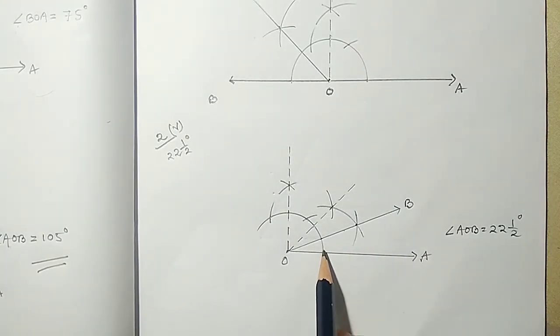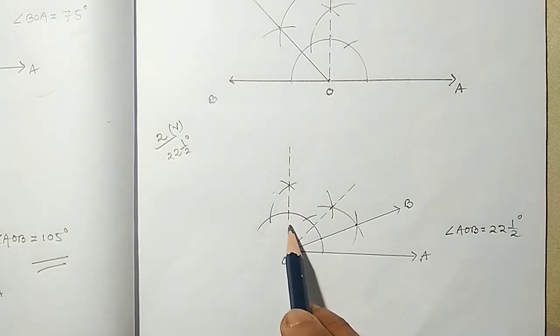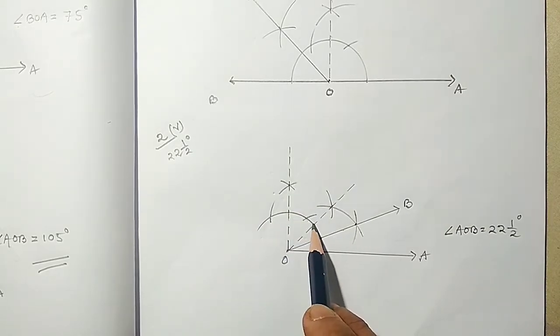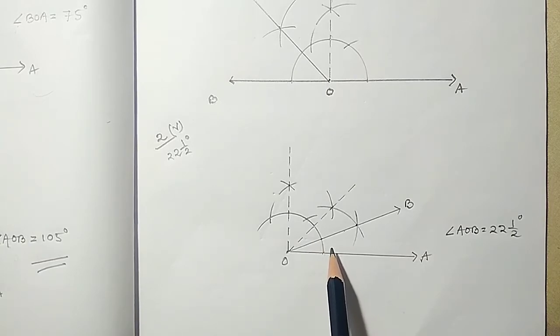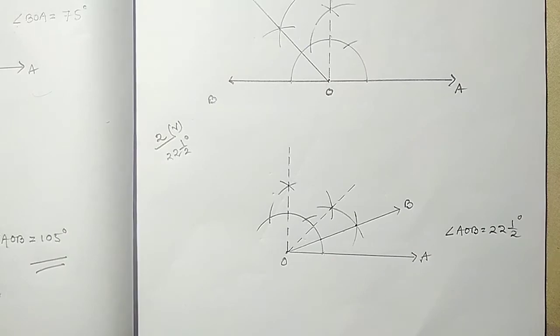Concept is that first of all you draw 90 degree. After drawing 90 degree, you bisect, you will get 45. And if 45 is bisected, you are going to get 22.5. Let me show question number 3 now.